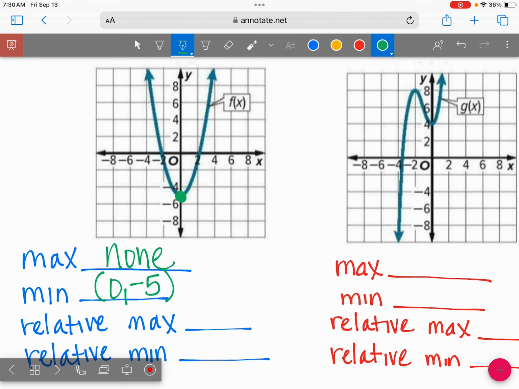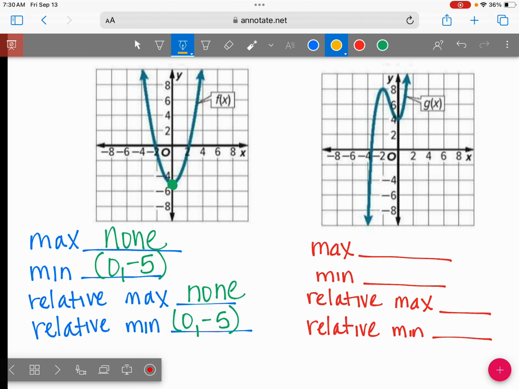Now this graph also doesn't have a relative max because we don't have a hilltop. And we'll look at a graph next that does. So we don't have a relative max either. And this point is also our relative min. Any point that's a regular min is also going to be a relative min. So it is possible for it to be both a relative and a regular min. All right, let's look at the second one. This is an odd degree, and we have an arrow pointing up and down. So that means we don't have either one of these.